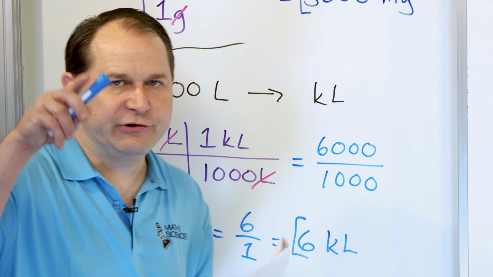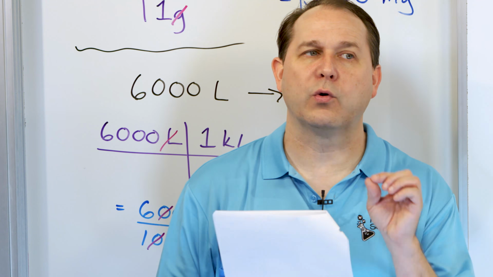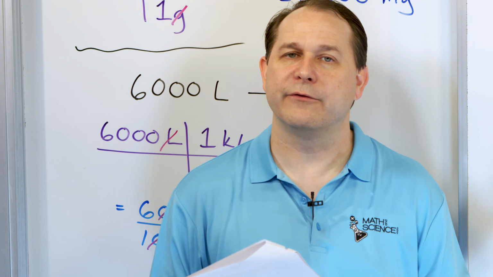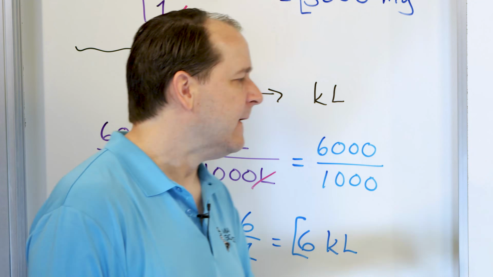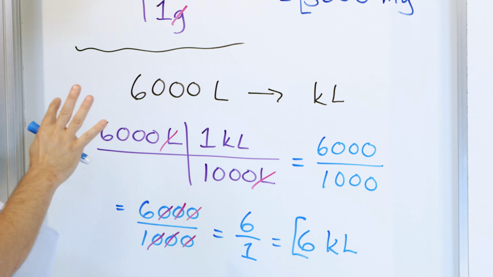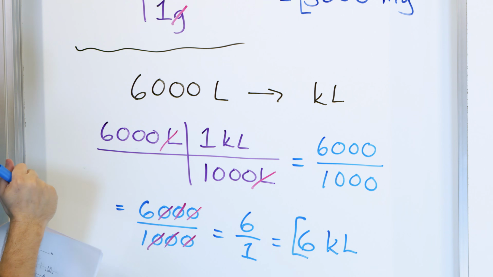But I'm trying to teach you to strike through the zeros because we're going to be doing that a lot more when we get into algebra and pre-algebra and other parts of math later. So that is, in a nutshell, why unit conversions of the metric system are so easy. Why the metric system is so much better.